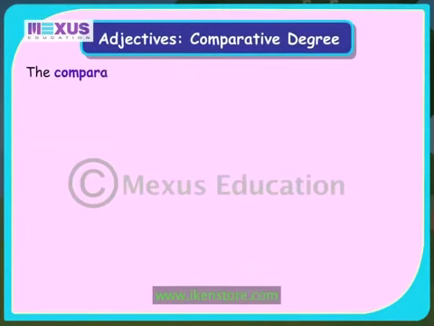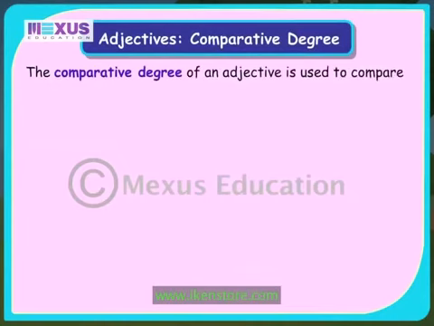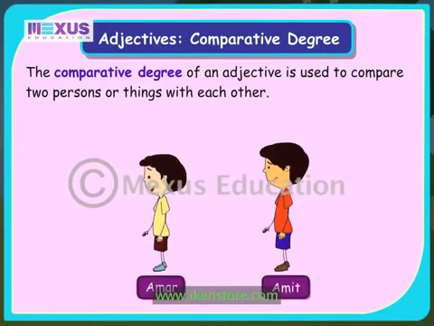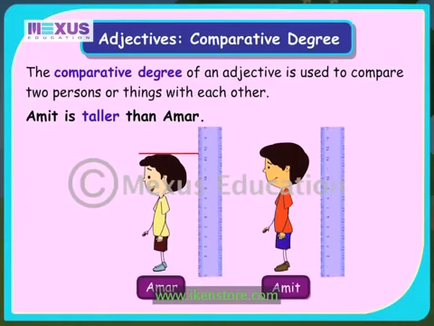The comparative degree of an adjective is used to compare two persons or things with each other. Let us now look at the following example. Amit is taller than Amar. Here the adjective taller refers to the comparative degree. It is used to compare the height of Amar with the height of Amit.